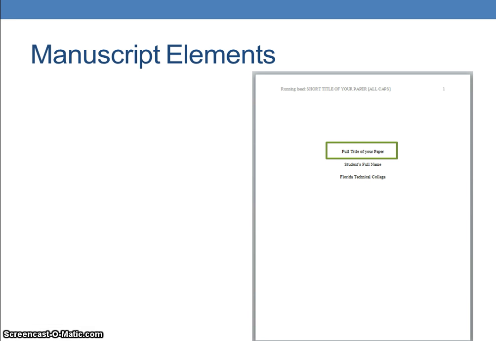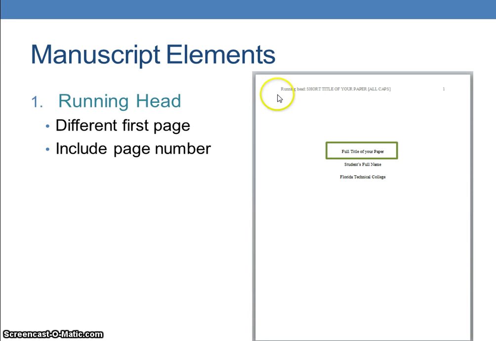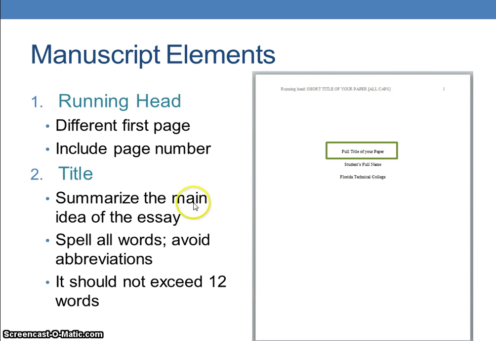The manuscript elements that we have are the running head, and it's going to be different on the first page. As we see here, we have the example. It has the phrase running head with the shortened version of the topic, and then it has the page number. Then we have the title. In the title, we need to summarize the main idea of the essay. We need to spell all words and avoid any abbreviation, and it should not exceed 12 words.